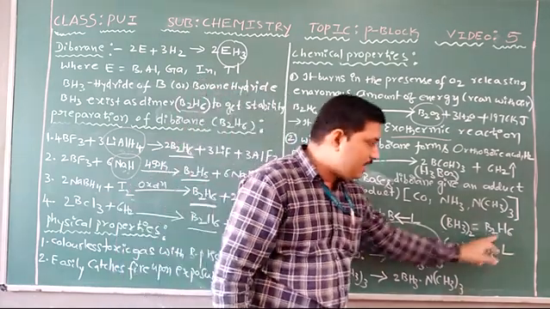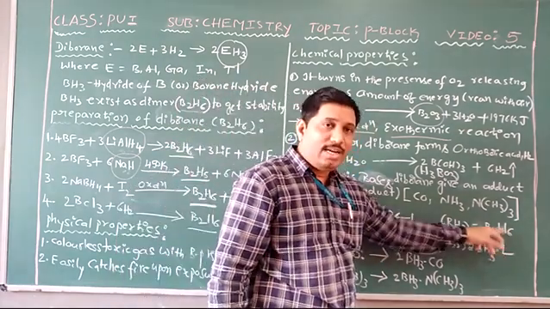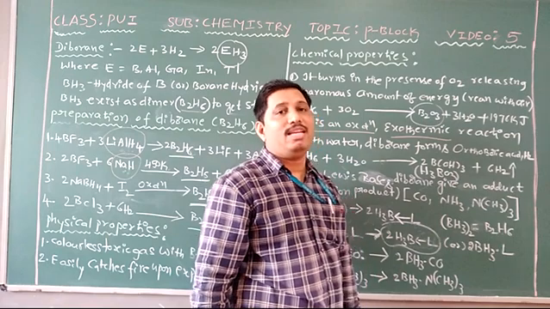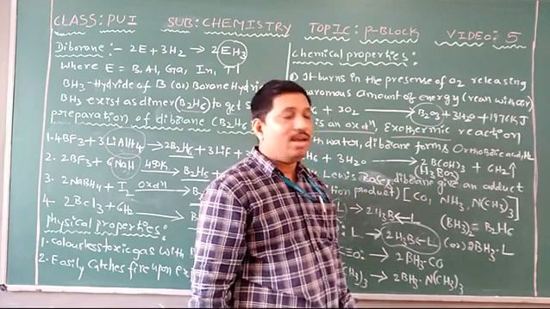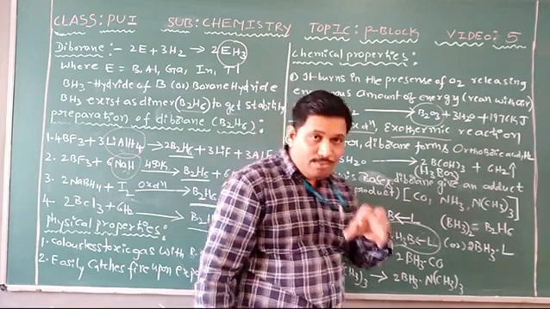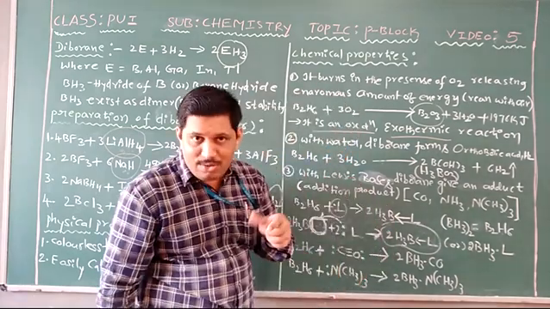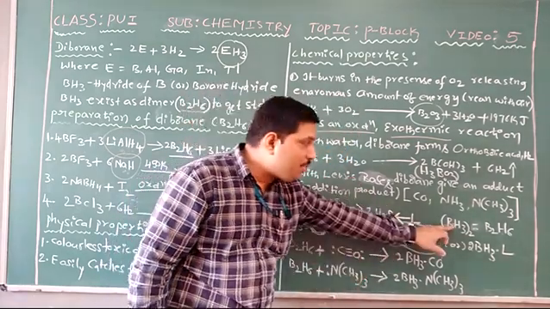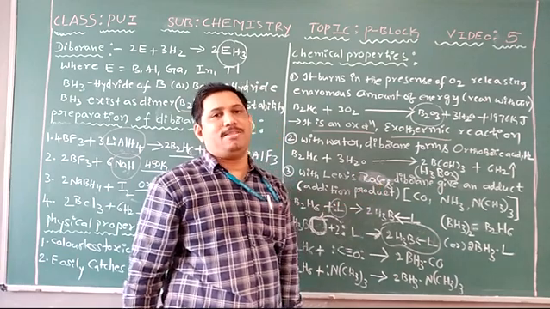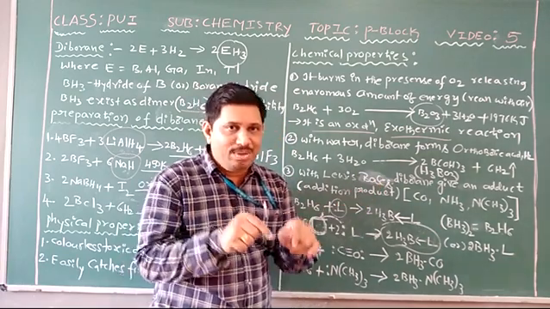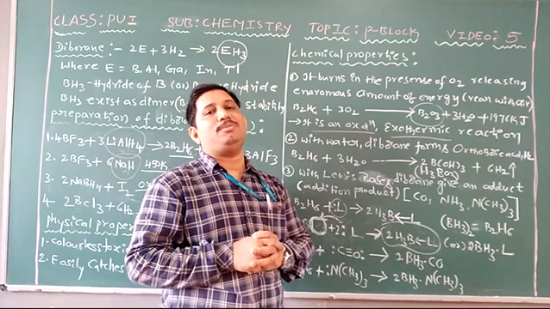Let us consider diborane B2H6. It can exist as a dimer, BH3 taken twice. When diborane reacts with the Lewis bases, the monomer form, that is BH3, can react with the Lewis base.